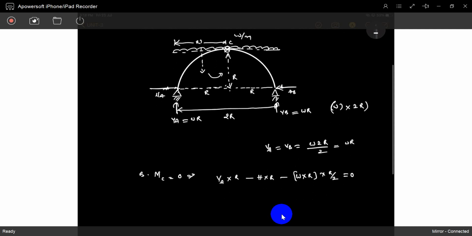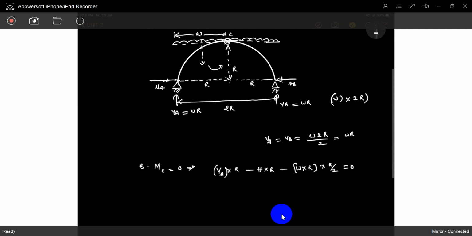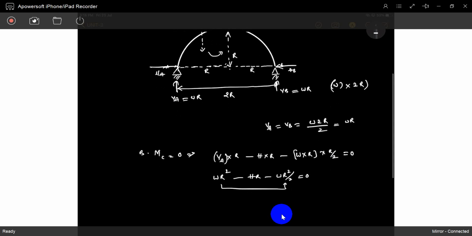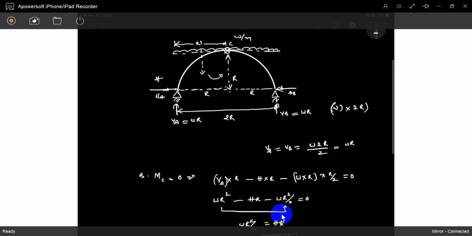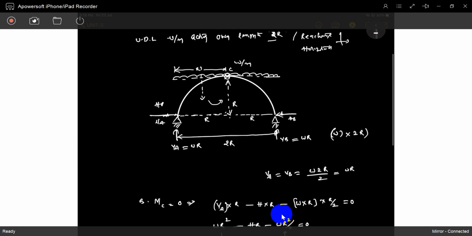So what is that value? VA is, you know, WR. So WR square minus HR minus WR square by 2 is 0. So WR square by 2 is equal to HR. So what is H? R and R get cancelled, H is WR by 2. That's it. So VA is WR, and H is WR by 2. This is also WR by 2. HA is equal to HB.